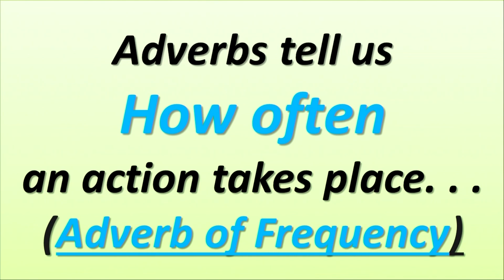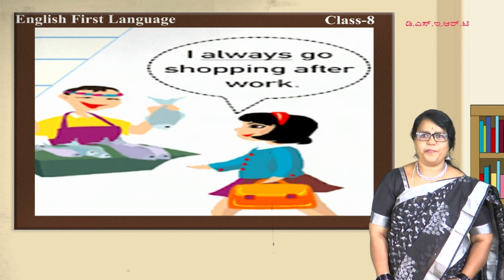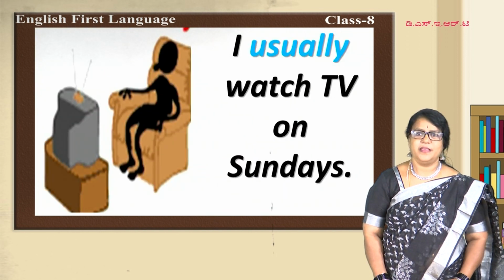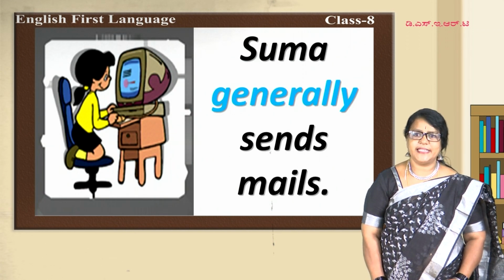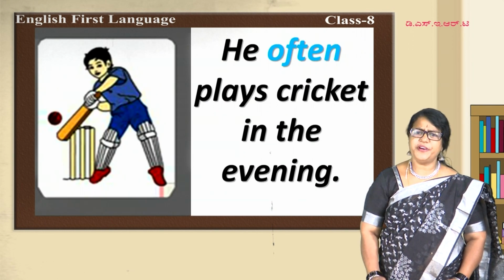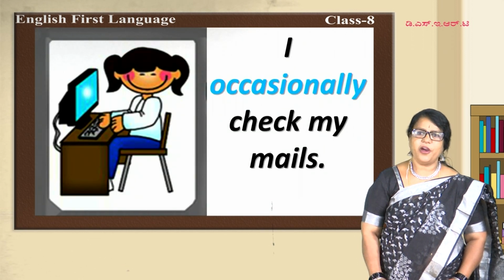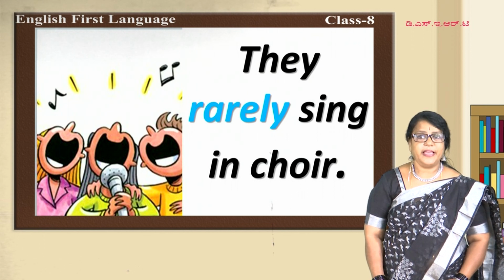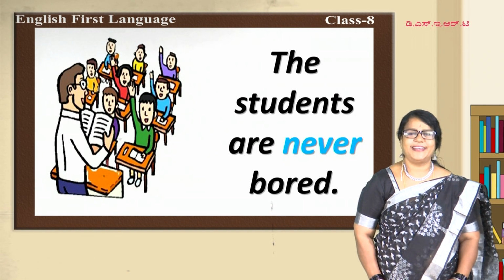Adverbs also tell us how often an action takes place. They are adverbs of frequency. I always go shopping after work. Always is how often the action is done. I usually watch TV on Sundays. Suma generally sends mails. He often plays cricket in the evening. She is sometimes late. I occasionally check my mails. Barking dogs seldom bite. They rarely sing in choir. The students are never bored. These were the adverbs of frequency.